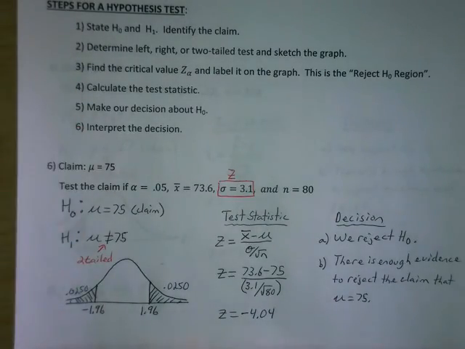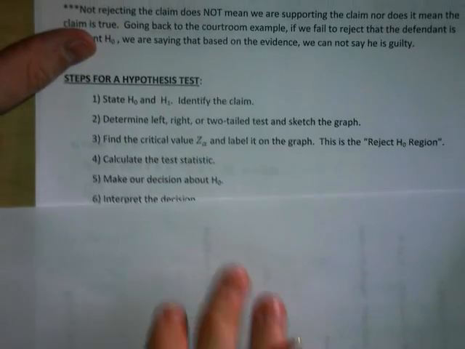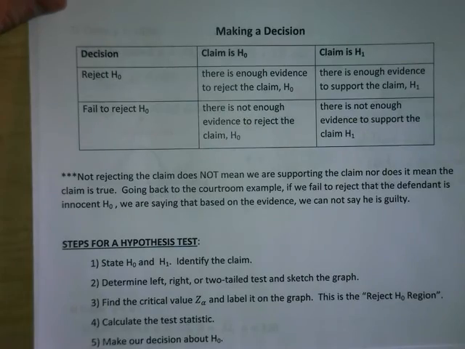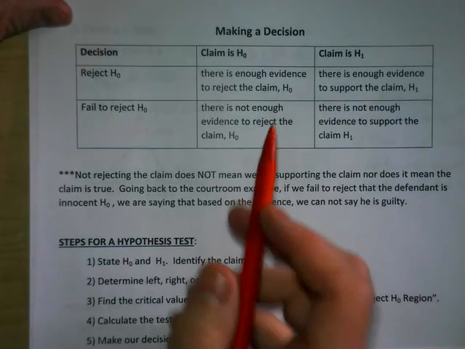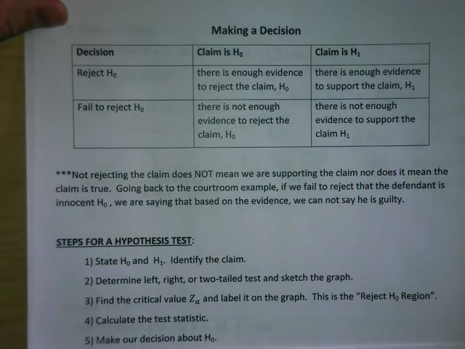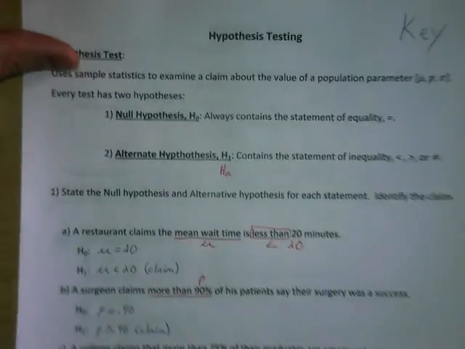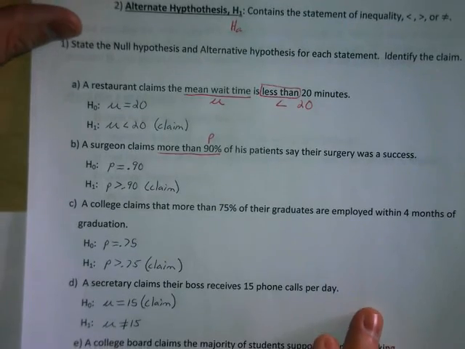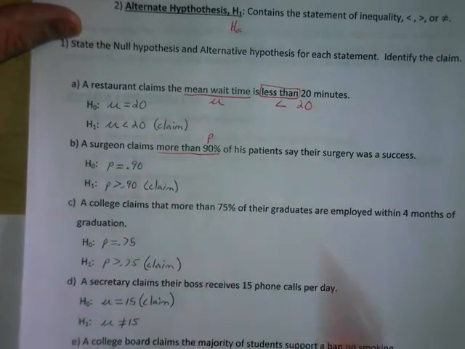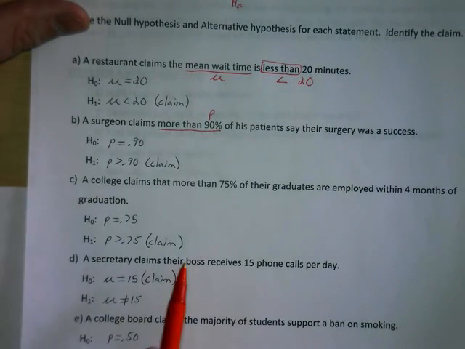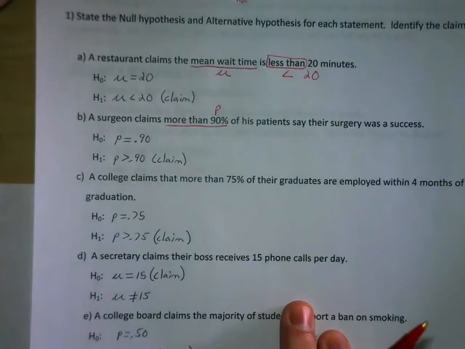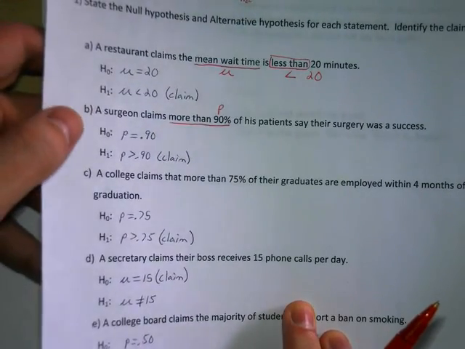Then the next thing we get to is actually making our decision. This is going to have to do with the claim, and I'm not going to spend much time on this. That'll be in the next video. But the claim was either H0 or H1. When you go back to that first page, after we wrote hypotheses, in part A our claim was H1. Down in part D, our claim was H0. So the claim can be either hypothesis, H0 or H1.